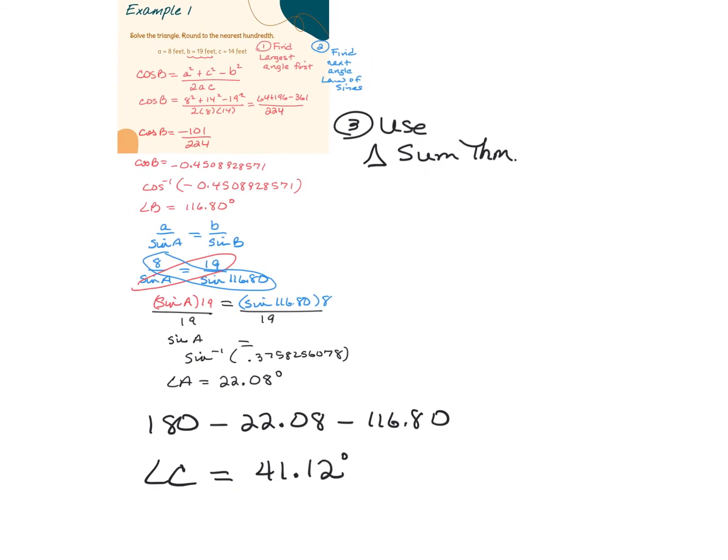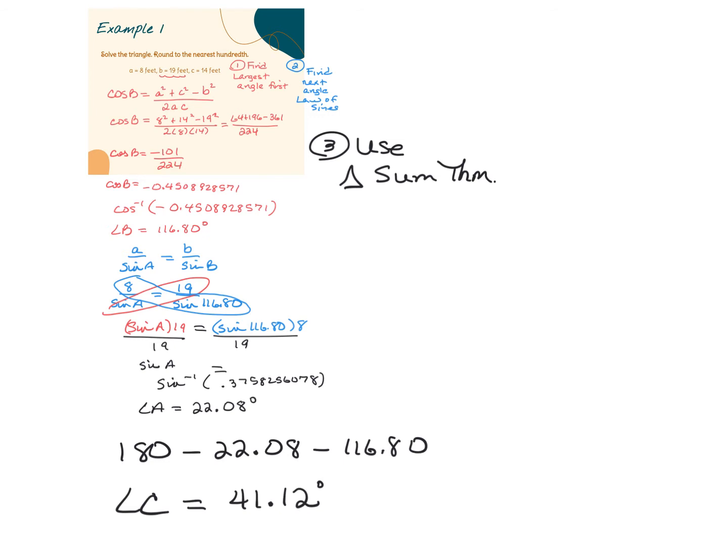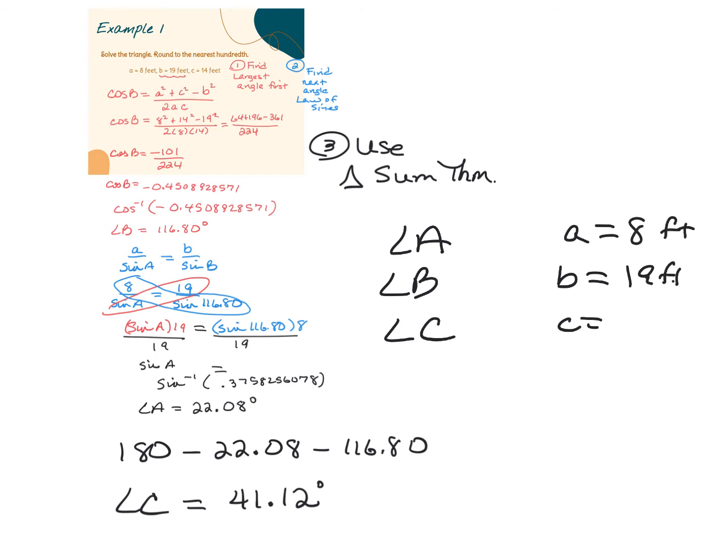So for the law of cosines examples, the side, side, side, step 1 will be law of cosines, step 2 will be law of sines, and step 3 will be the triangle sum. Now, technically for step 3, I could also do law of sines again, but it's more work. It's easier for me to just subtract from 180. So again, make sure you have 6 pieces of information when you're finished. In this case, it was side, side, side. So they gave me all the sides. This one was 8 feet, 19 feet, 14 feet, and then C was 41.12, A was 22.08, and B was 116.80.